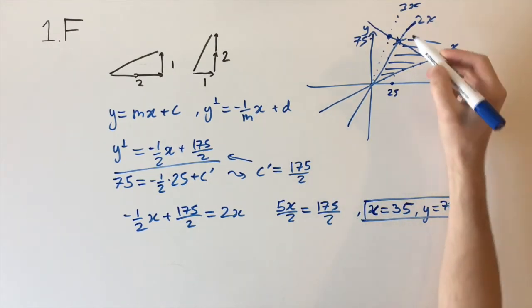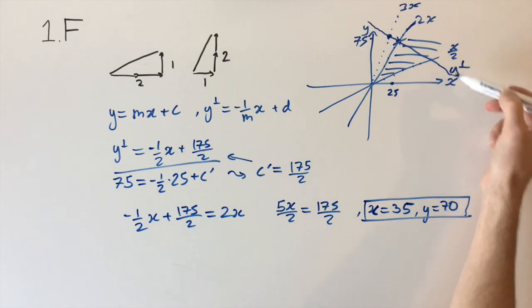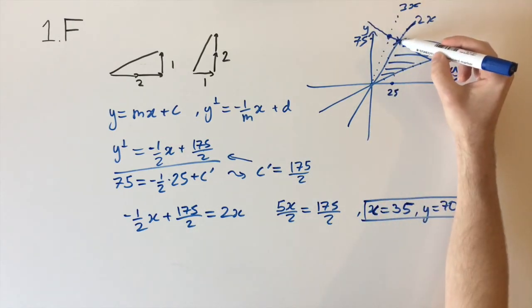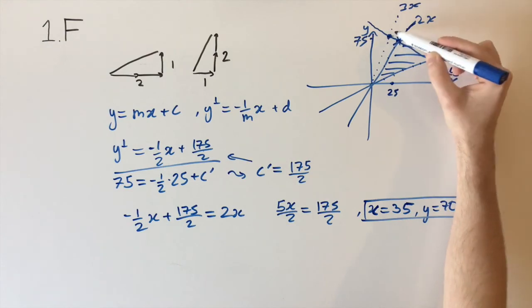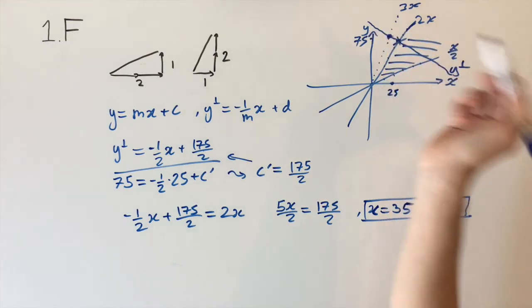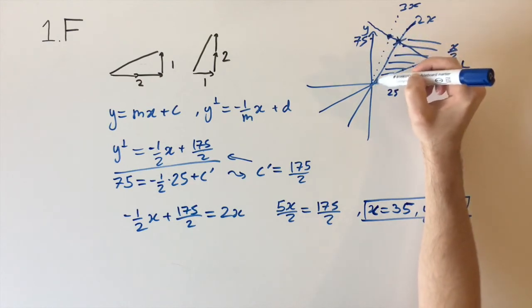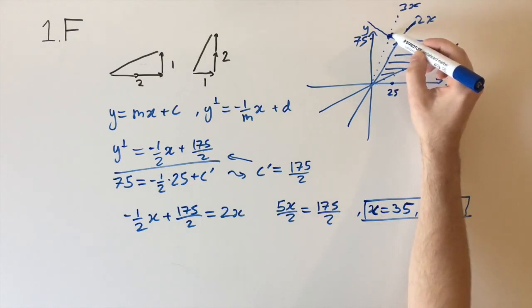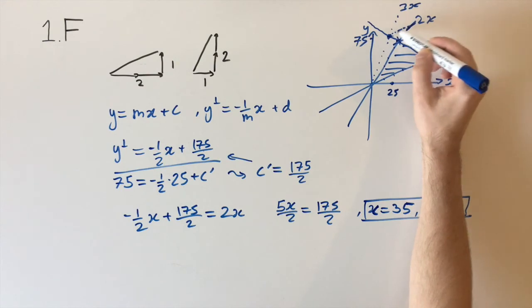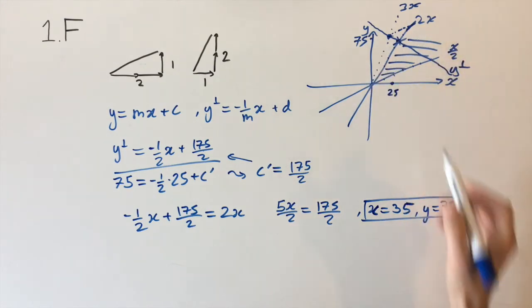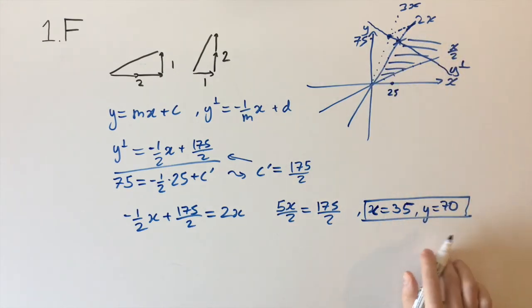We found that it lies on the line 2x. It also lies on the perpendicular line, which means this point is going to be the closest that we could possibly reach to the point 25, 75. So any other point in this region is going to be further away, and any other point on this line is also going to be further away. You can just imagine drawing a triangle, and you know that the length of the hypotenuse is always longer than the other two sides. So that's kind of how you prove that this coordinate is the closest you could ever reach.